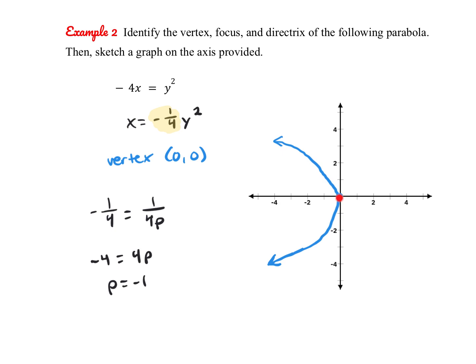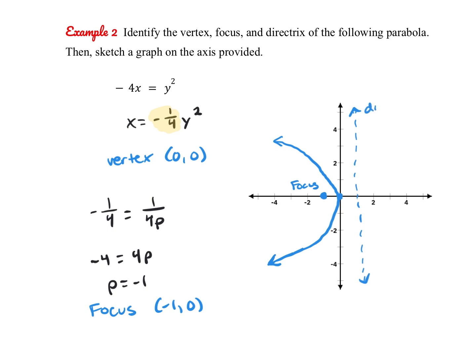So since it's negative, that is telling us that we are going to the left to place our focus, and we go to the left 1 unit. So there's our focus, and we know that that focus coordinate is (-1, 0). And again, we could start from our vertex, and if I want to move to the left, I just subtract 1 from my x value. And then I'm also going to go 1 unit to the right of my vertex, and this one is going to be a vertical line for my directrix.